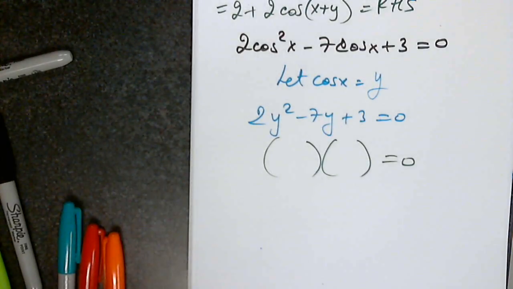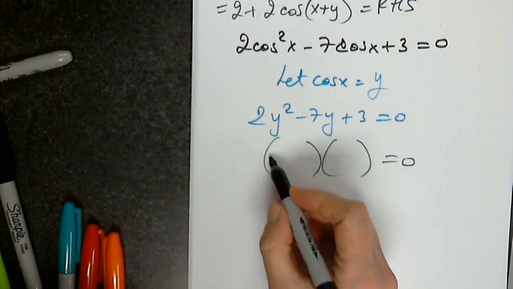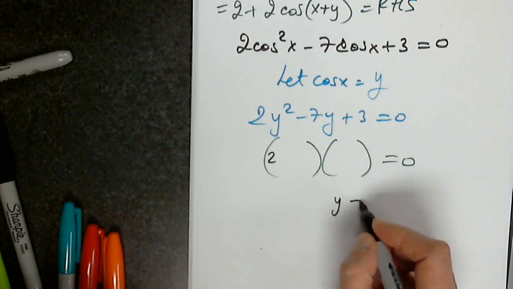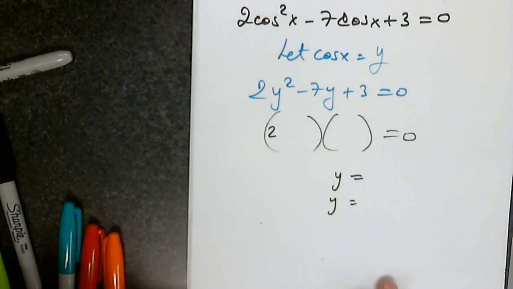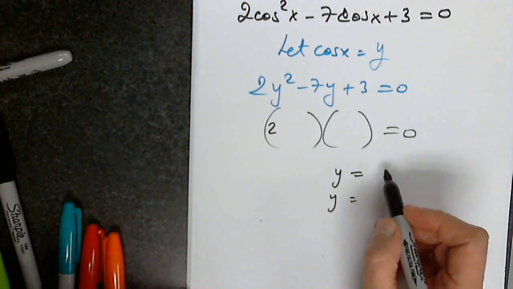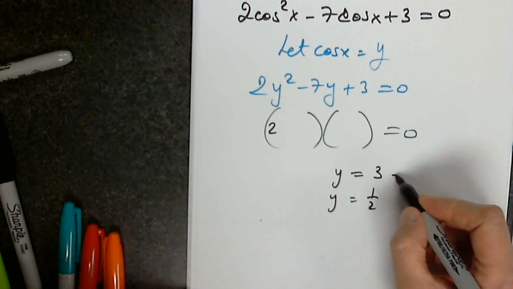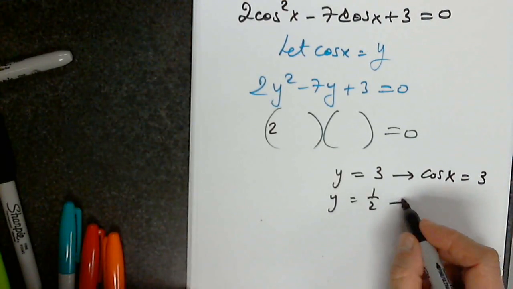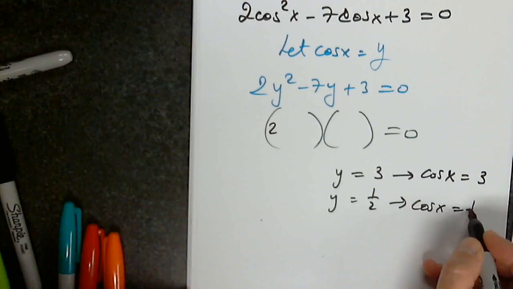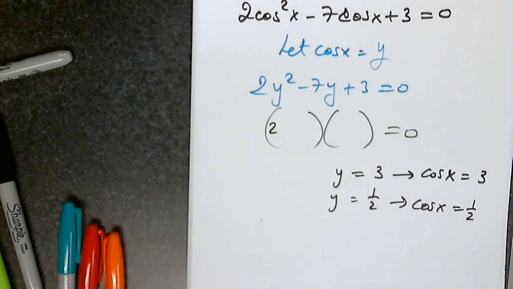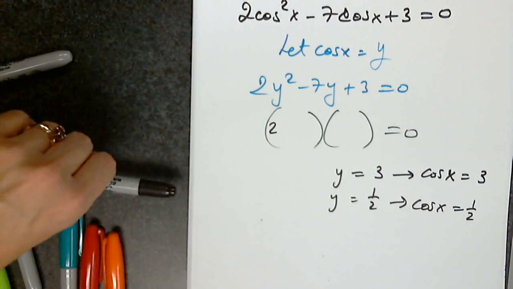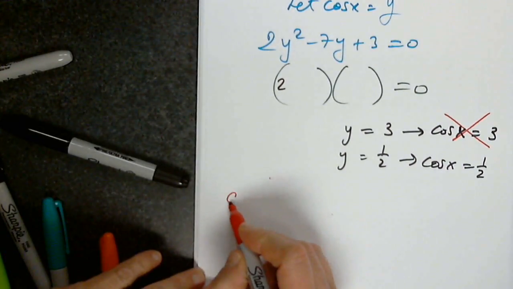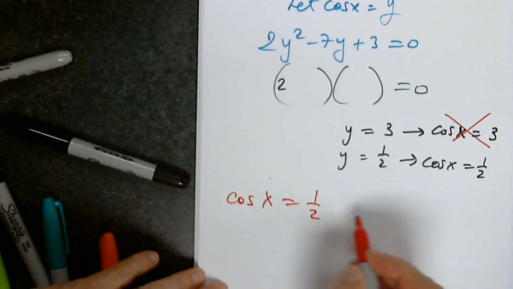So how do we factor this? I use the quadratic formula. That's fine too. Okay, perfect. So then y equals 2 options. I got 3. So in other words, this is cosine x equals 3, and cosine x equals 1/2. So what was our conclusion about cosine x equals 3? Not possible. So the only option is cosine x equals 1/2.